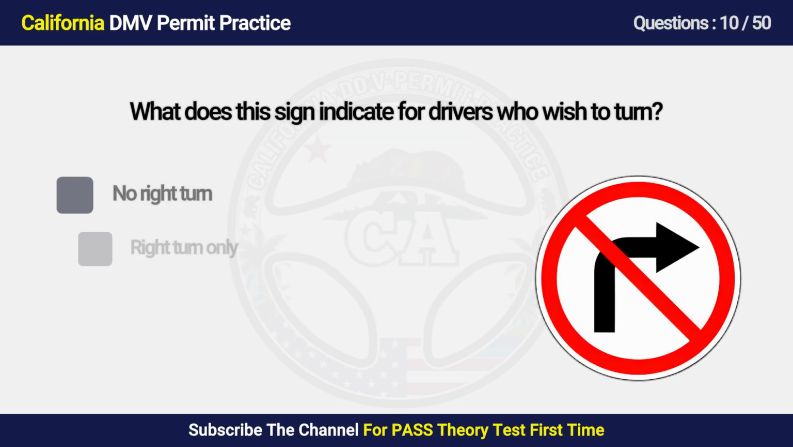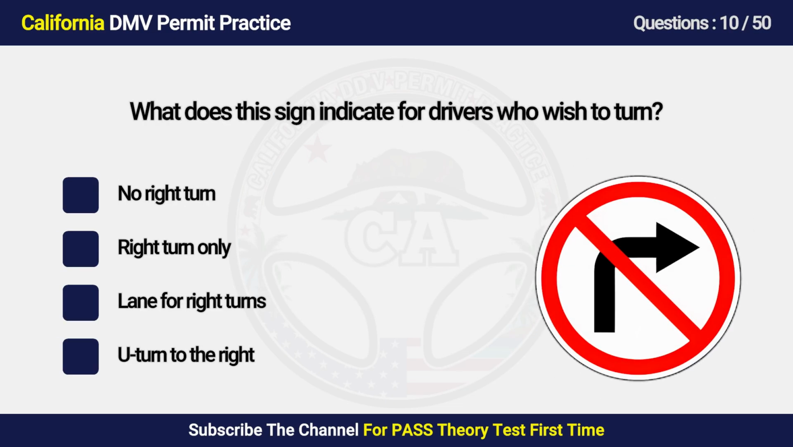Question 10. What does this sign indicate for drivers who wish to turn? A. No right turn. B. Right turn only. C. Lane for right turns. D. U-turn to the right.